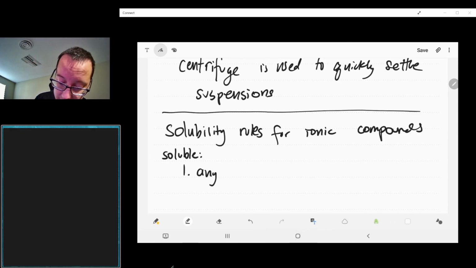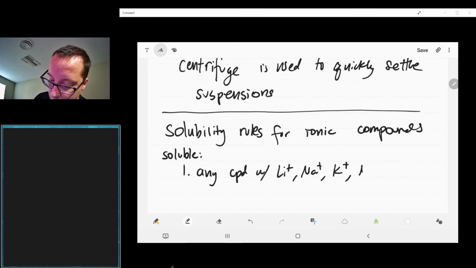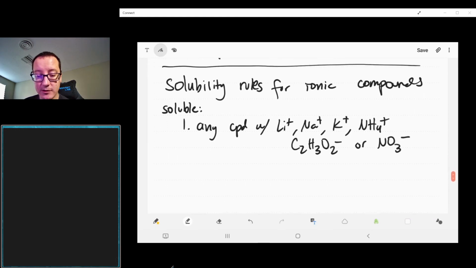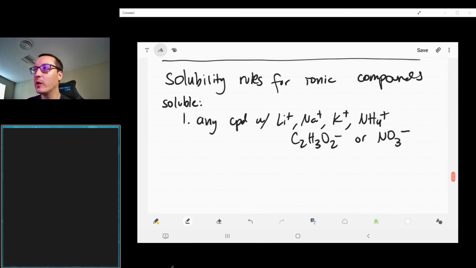Any compound with lithium, sodium, potassium, ammonium, acetate, or nitrate is always soluble, no matter what. So we're going to see that any nitrate of any metal will always be soluble. Any polyatomic ion that has sodium as its counter ion will be soluble. Anything that has any of these 6 will always be soluble, no matter what.